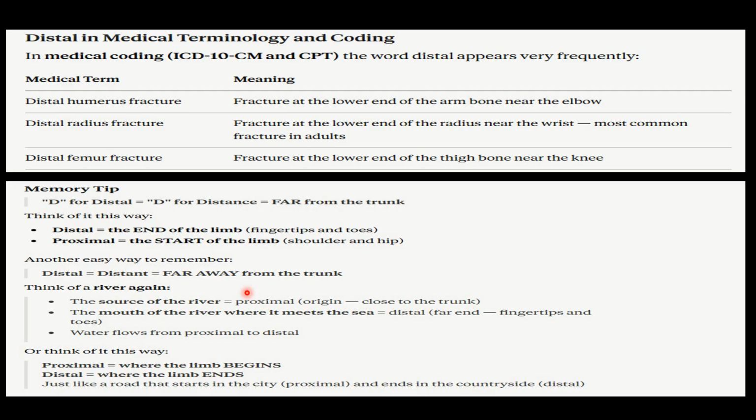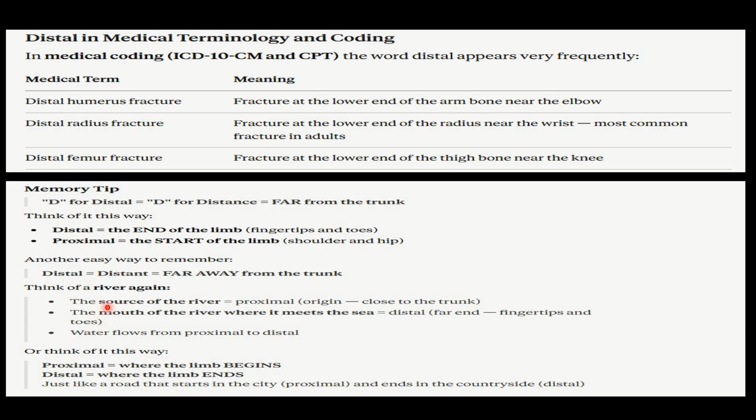For distal, you know that distal starts with the letter D. So here D is denoting distance. Whatever is far from the trunk is at a distance, so we can say it is distal. In simple words, distal is the end of the limb, like fingertips and toes. Proximal is the start of the limb, that is shoulder and hip. Another easy way to remember, distal is distant, far away from the trunk.